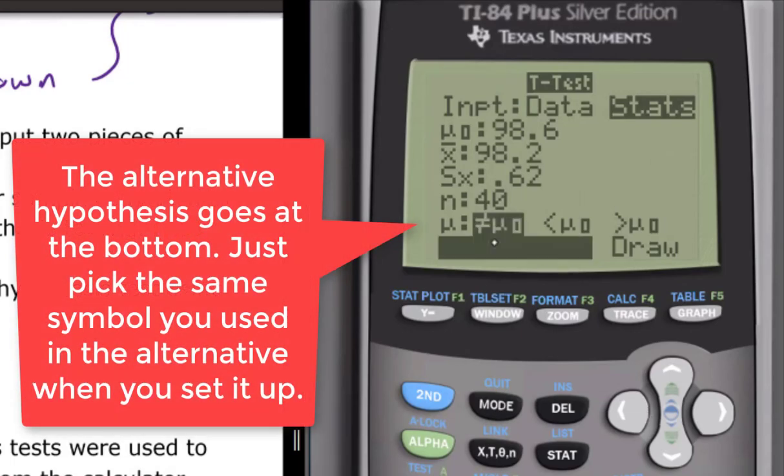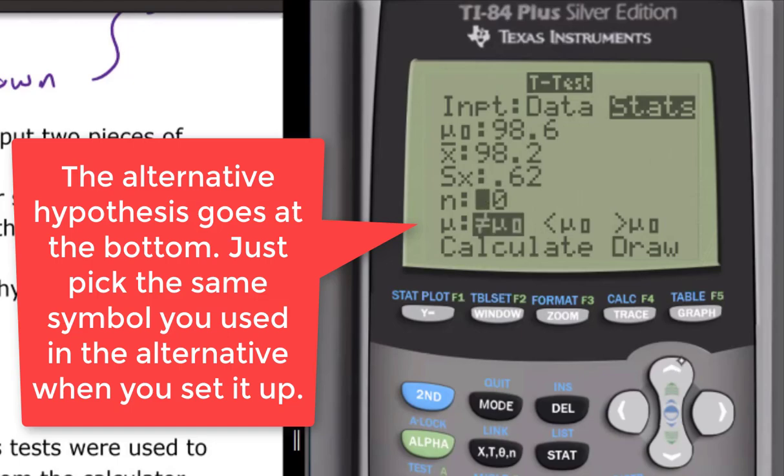That's, by the way, this line right here, maybe I should point this out. This bottom line, when you do these different calculator functions, that's where you put your alternative hypothesis. The last line where it has not equal, less than, greater than, that's where you tell your calculator the alternative hypothesis.